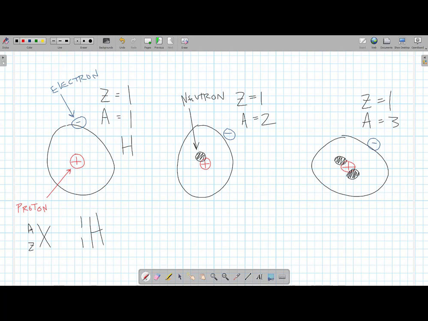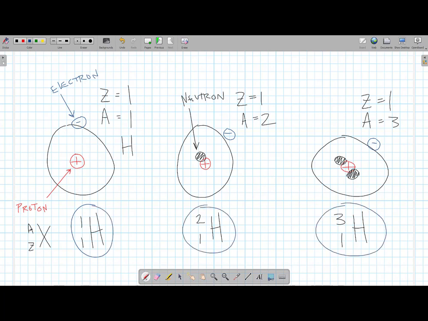So if I'm going to write the isotope symbol for these different kinds of hydrogen, then I would say A in this case is 2, Z is 1, and this is still H, hydrogen. Over here, A is 3, Z is 1, and this is hydrogen. So these are isotopes. They're all hydrogen atoms because they always have one proton. But this one has one neutron in the middle, and this one over on the right has two neutrons. So this is what an isotope is.